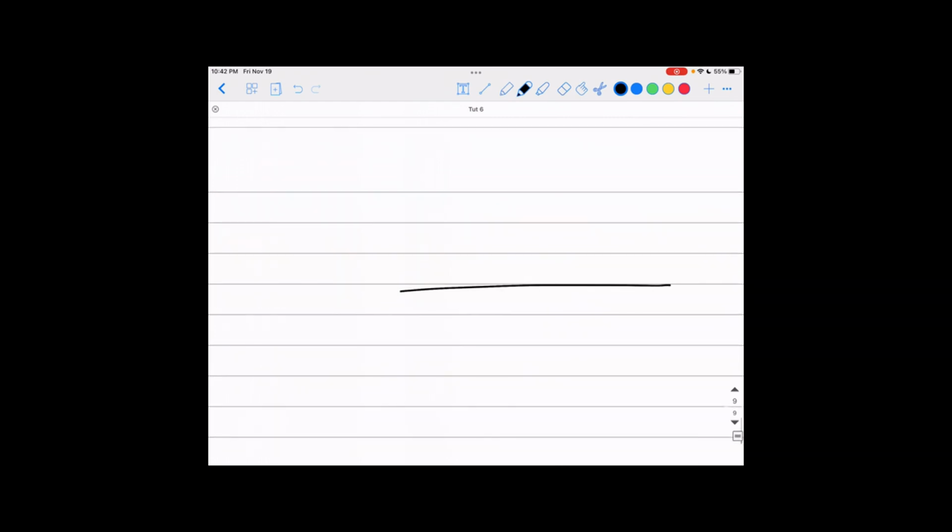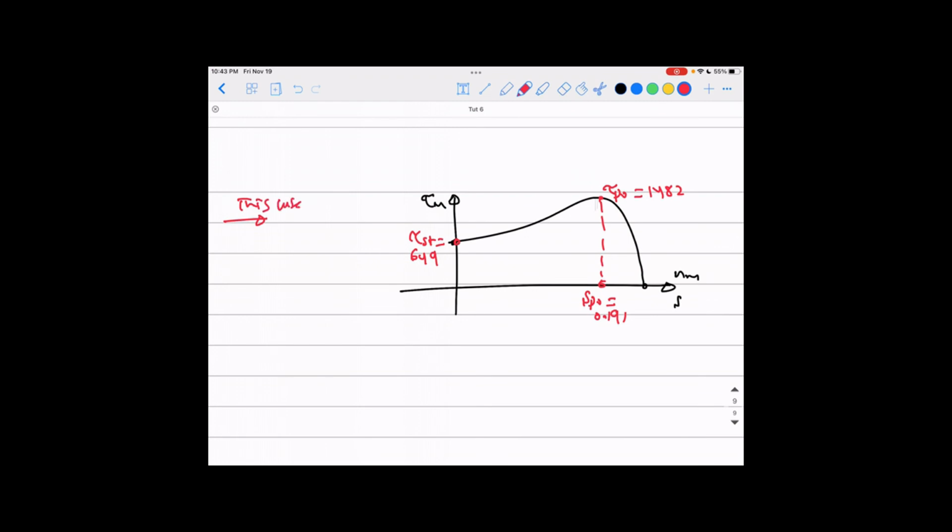For me, I'll just ask you to plot a rough shape of the torque-speed characteristics of the motor, roughly like this. For this case, it will look like this. Why? That is the pullout torque we calculated to be 1482, and the starting torque we calculated to equal 649. So the pullout torque is higher than the starting torque. That's why the torque-speed curve looks like that, and the slip of the pullout torque is 0.191.